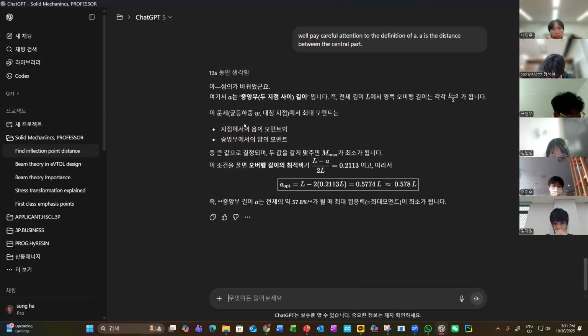So A는 중앙부 두 지점 사이의 길이, 전체 길이에서 이렇게 된다. 이렇게 돼서 A가 0.578 정도의 길이다. 57%. 자, 그러면 이게 어떤 의미가 되겠습니까? 어, 얼추 비슷하게 맞지 않겠어요? 이만큼인데 57%면 중간쯤에 왔을 때, 벤딩 모멘트 스트레스가 미니마이즈 되는 거예요. 자, 계속 질문해도 됐습니다. 좋습니다.